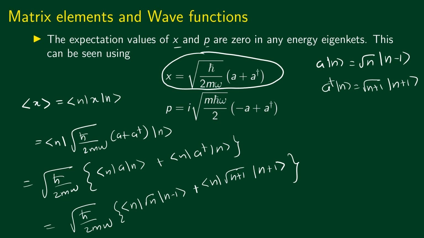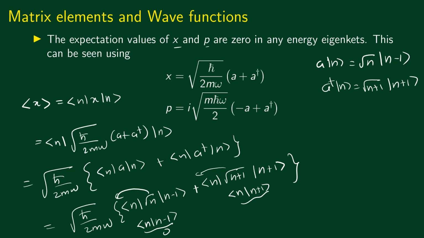Okay. This number can be pulled out, and then we are left with bra n ket n minus 1, which is 0, because these are orthogonal eigenkets of the Hamiltonian, or the orthogonal eigenkets of the number operator. So this is 0. All right. Here also the square root of n plus 1 can be pulled out, and we have bra n ket n plus 1. This is also 0 because these are orthogonal states. Same kind of calculation will show that the expectation value of p is also 0 in any energy eigenket. Okay, so we have the result. The expectation values of x and p are 0 in any energy eigenket.